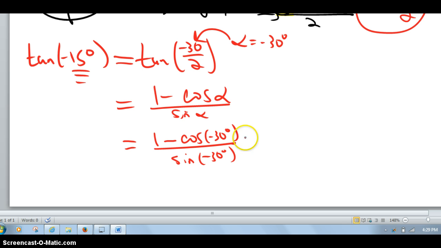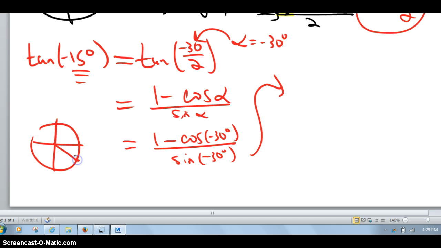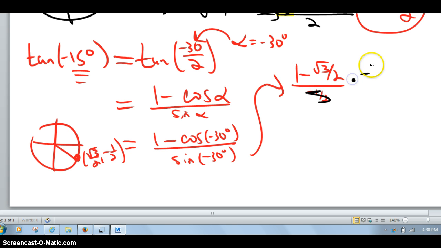All right, and so I'm going to come over here. So again, those are on the unit circle, right? If you look at negative 30 degrees, we're right down there, which is square root of 3 over 2 and the negative half, right? So I get 1 minus square root of 3 all over 2 over a negative half. All right, so again, to deal with division of fractions, you multiply by the reciprocal. So I am going to go ahead and cross this off and instead multiply by a negative 2.